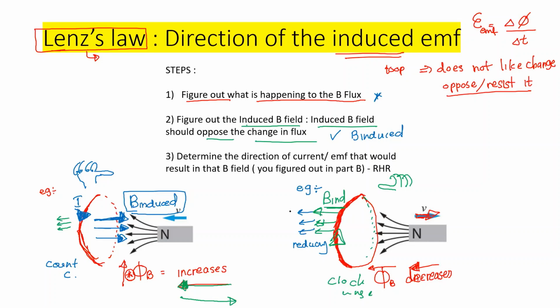So these are the 3 steps. Figure out what is happening to the magnetic flux. Then figure out what kind of a magnetic field can resist it or stop it from happening. And that will be your induced magnetic field. And once you know that, you are going to put right hand rule to figure out the direction. Okay?